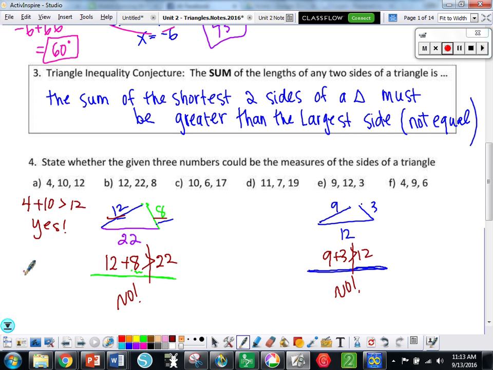For part C, did you get yes or no? No, why? N plus 6 is not greater than 17. For part D, is it yes or no? Part D, no? Why? 11 plus 7, not greater than 19. Part F, yes or no? Why? 4 plus 6 is greater than 9. I don't know why that's wobbling so much. Okay, any questions with that set of questions?